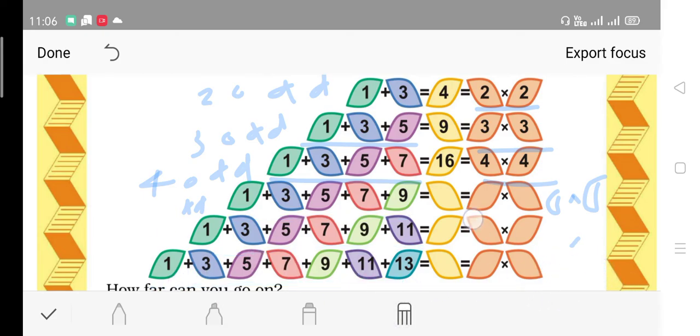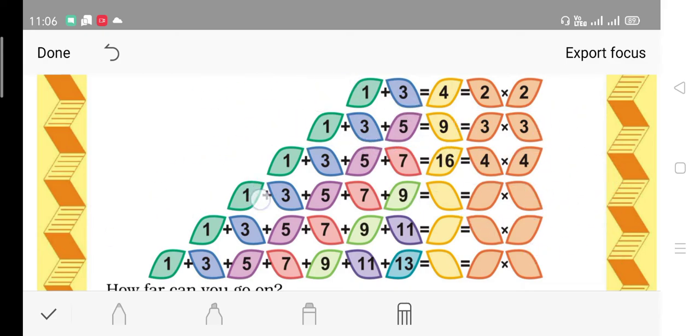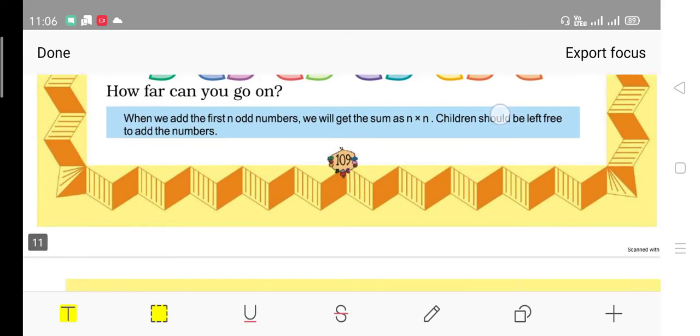I hope you understood the whole pattern, and you can complete it by yourself in your textbook. See, this chapter mostly you have to complete in your textbook. Okay dear, now let's move on.